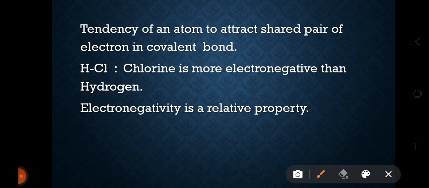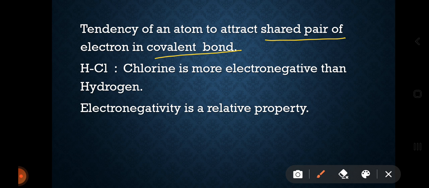Here two things are very much important. One is the shared pair of electrons, another one is the covalent bond. There must be a covalent bond between two atoms. If a covalent bond is there, it is obvious that the electrons are shared, because a covalent bond is nothing but it is formed by sharing of electrons.